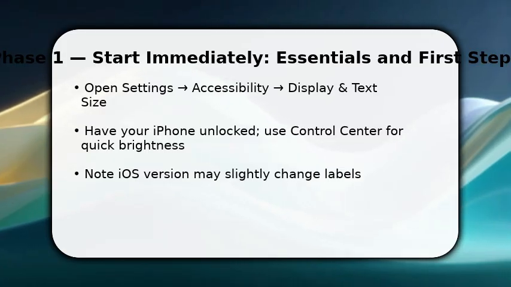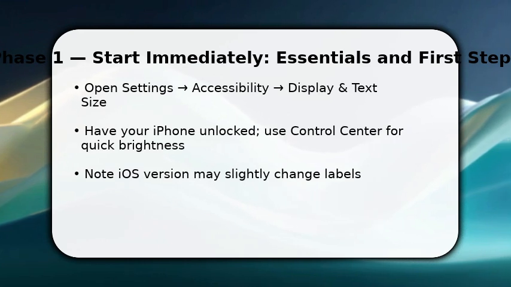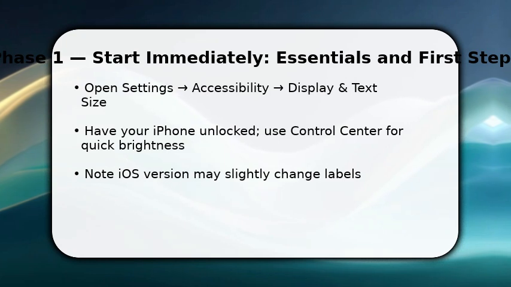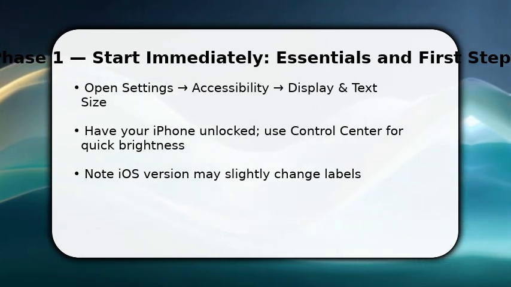You start by opening Settings and tapping Accessibility, then choose Display and Text Size. Once there, look for Increase Contrast and Reduce White Point. These directly affect perceived contrast.